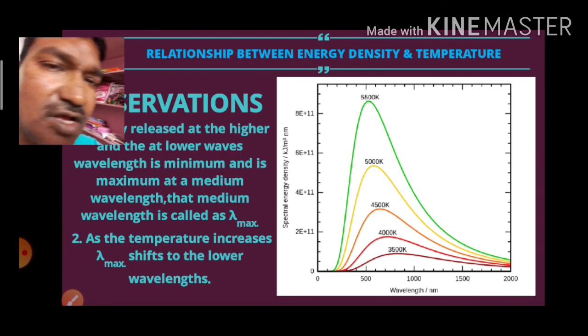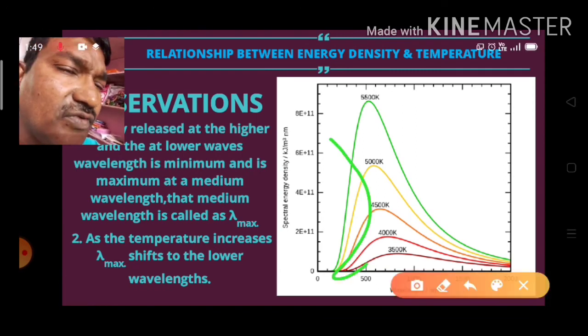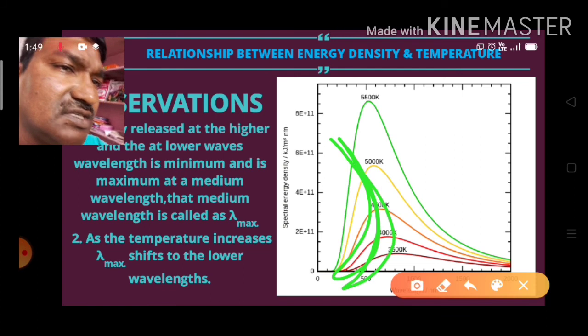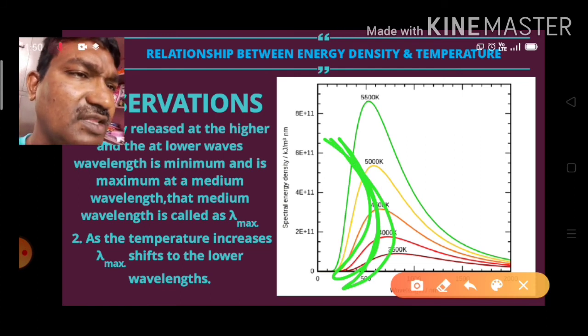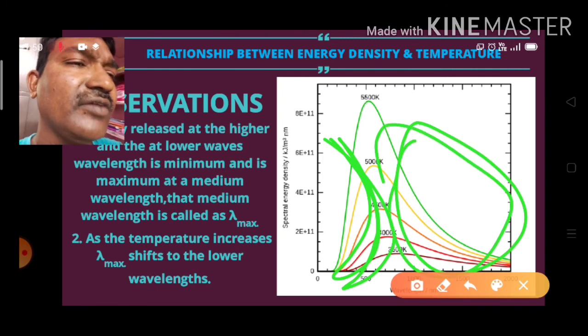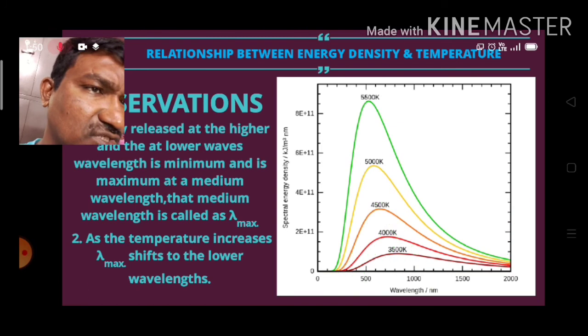So this part is explained by the Wien's equation, and the other part is not explained by the Wien's equation.